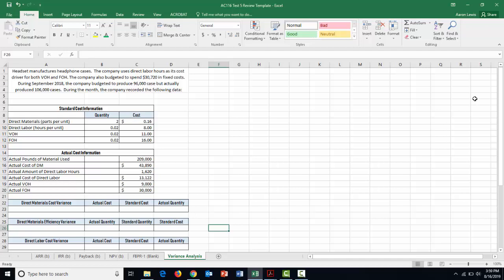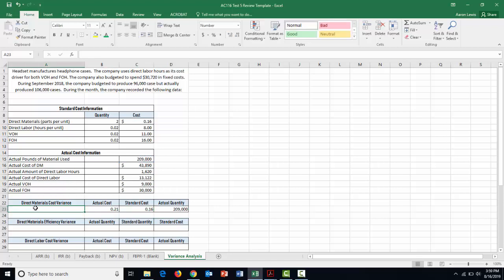The first thing we can figure out is our direct materials cost variance. So to figure out our actual cost per part, we are going to take the cost of direct materials and divide it by the number of parts that we used, which was 209,000. Comes out to 21 cents. We actually spent 21 cents per part to make these headphone cases. Our standard cost is given in the information at 16 cents. And the actual quantity of materials that we used was 209,000 parts.